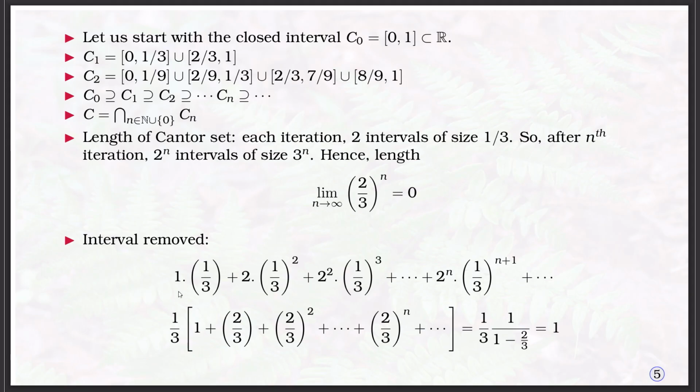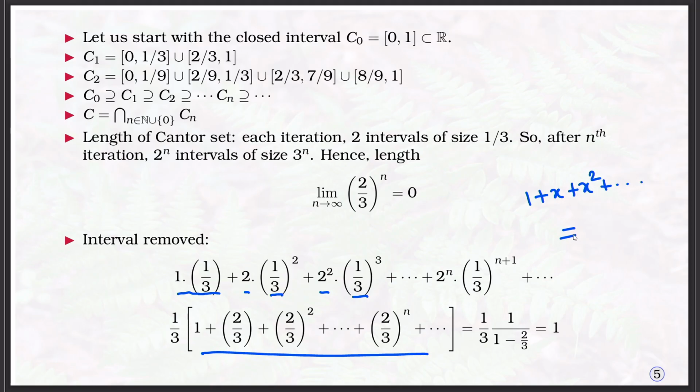So if you are taking the sum of all the removed intervals, you can get this series form. That means in the first iteration we are removing one interval of size 1 by 3, then 2 intervals of size 1 by 3 power 2, and after that 2 power 2 intervals of 1 by 3 power 3 are removed. So by doing some simple mathematical calculation, if you take 1 by 3 out, we will get this type of series. One can easily observe here, this is a geometric series of the form 1 plus x plus x power 2 plus, and so on.